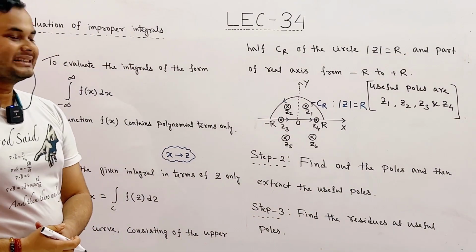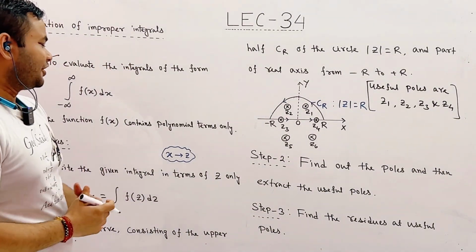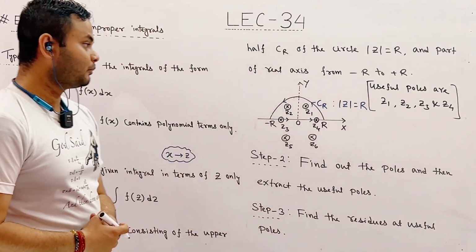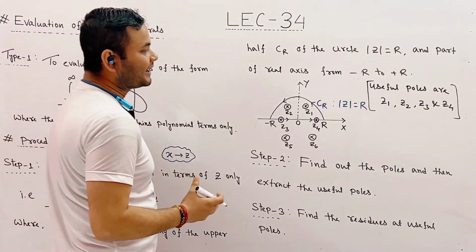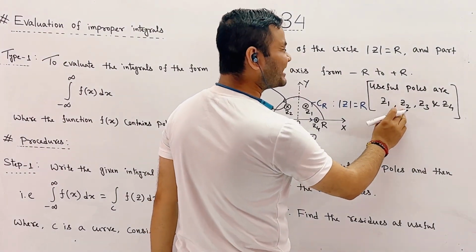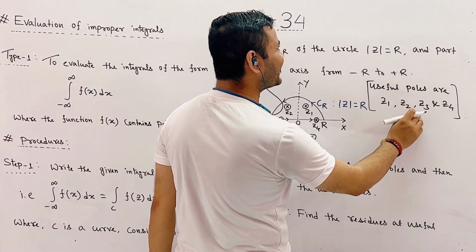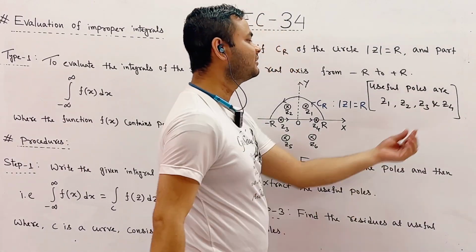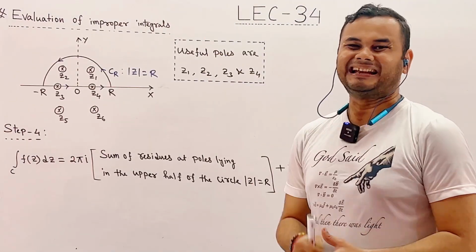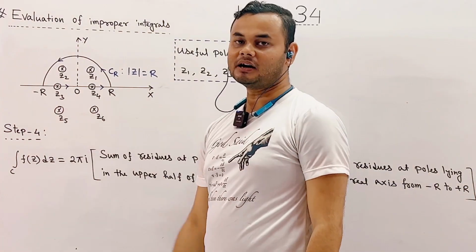Next, move to step number 3. According to step number 3, we have to find out the residues at the useful poles. So in our case, we have to find out the residue at z equal to z1, at z equal to z2, at z equal to z3, and the residue at z equal to z4. Okay? Finally, let us move to step number 4.